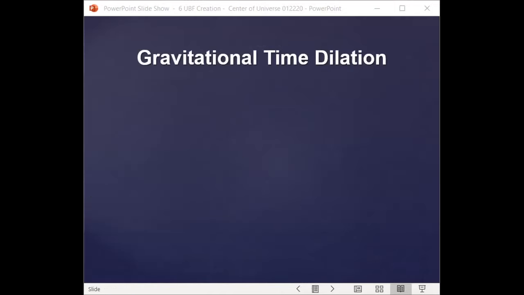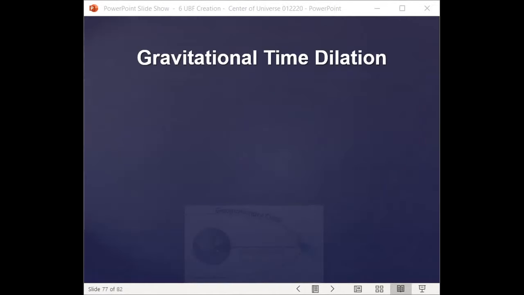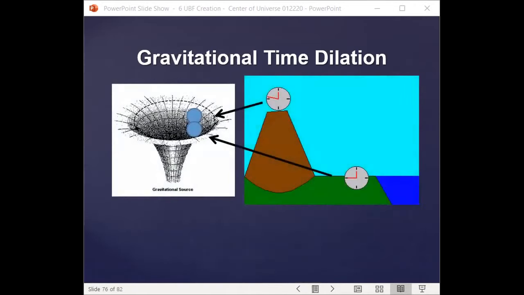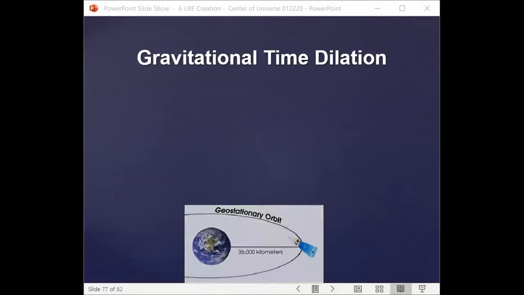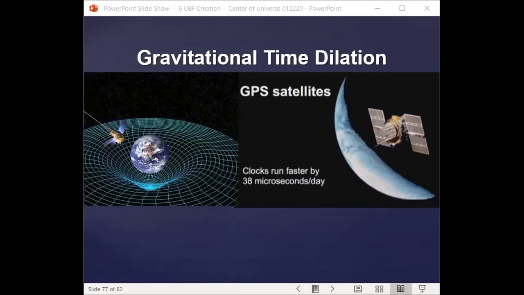General relativity predicts that a gravitational field would slow down time. The stronger the gravitational field, the greater the effect on time. Okay, that really happens. The atomic clock in Boulder, Colorado, here, this one, runs 5 microseconds a year faster than Greenwich, England. And the atomic clock in a GPS satellite runs faster by 38 microseconds a day. This is something that happens in reality.